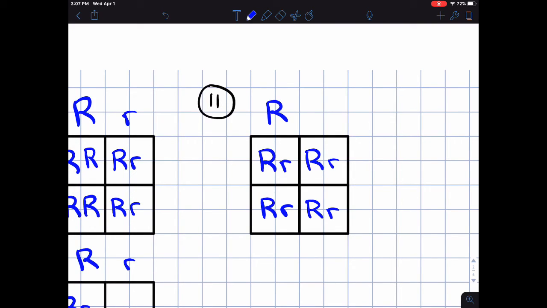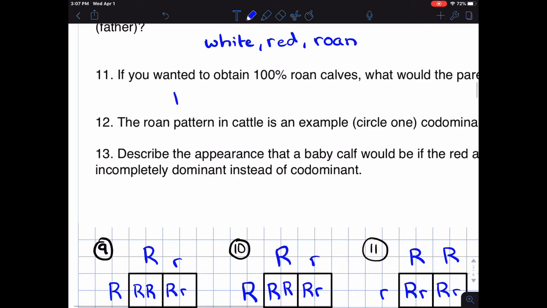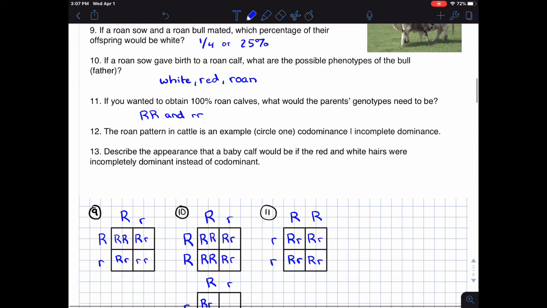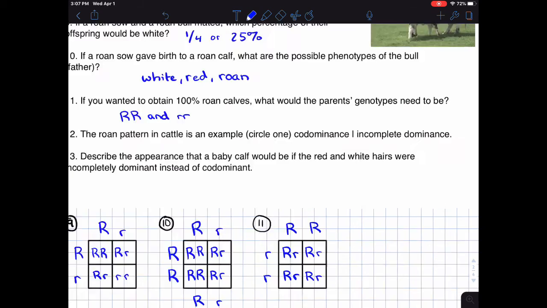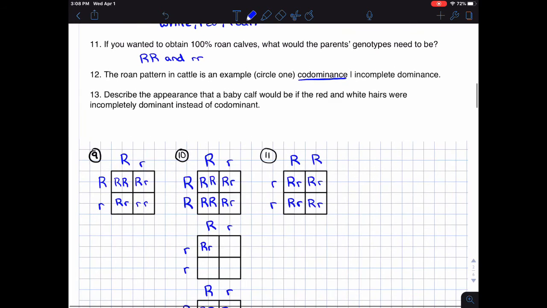So the parents' genotypes would need to be capital R, capital R, and lowercase r, lowercase r. The roan pattern in cattle is an example of codominance.